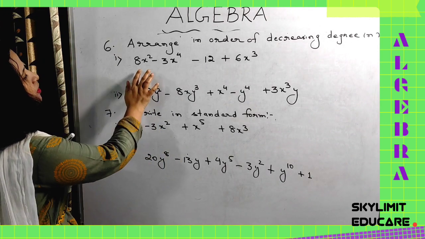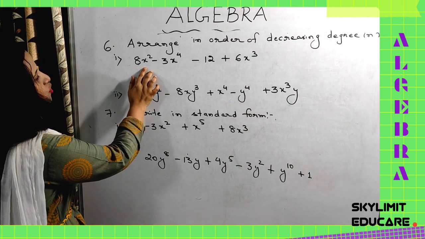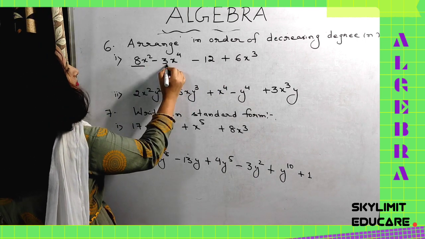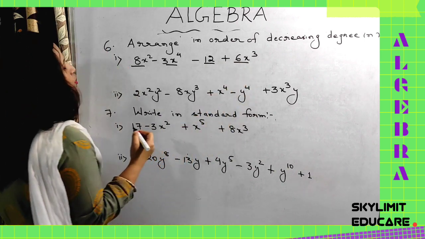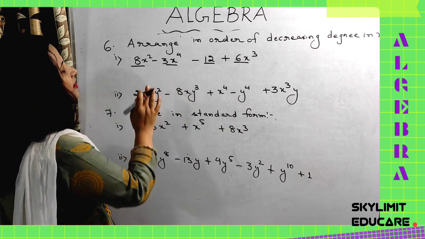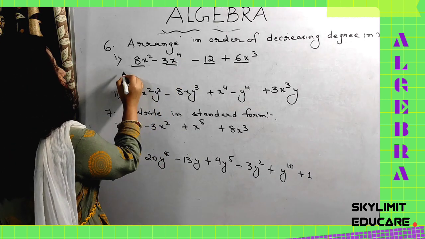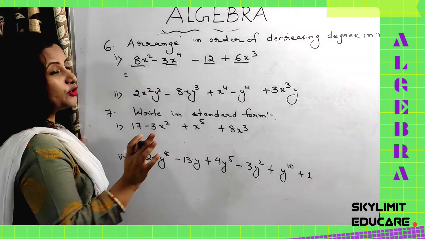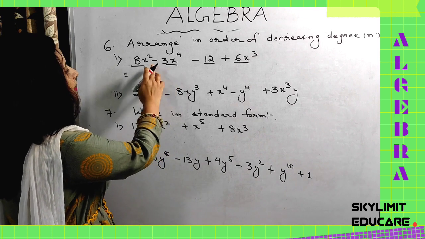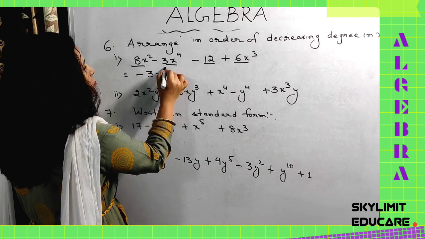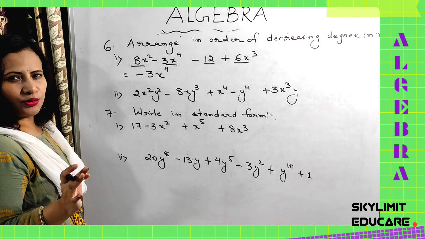Now just see here in the first question you have 8x square minus... Here this is the first term, second term, third term, fourth term. Among these 4, which has the greatest degree? Obviously x to the power of 4. So you will be writing it first along with the sign. Before this term there is a minus sign, so you will write minus 3x to the power of 4.